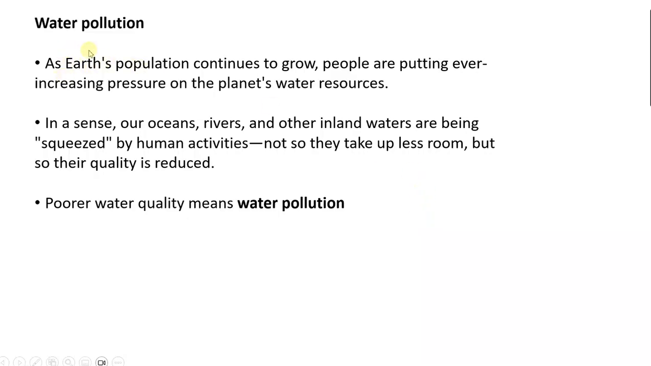Then we have water pollution. As Earth's population continues to grow, people are putting ever increasing pressure on the planet's water resources. In a sense, our oceans, rivers, and other inland waters are being squeezed by human activities, not so they take up less room, but so their quality is reduced. Poorer water quality means water pollution.